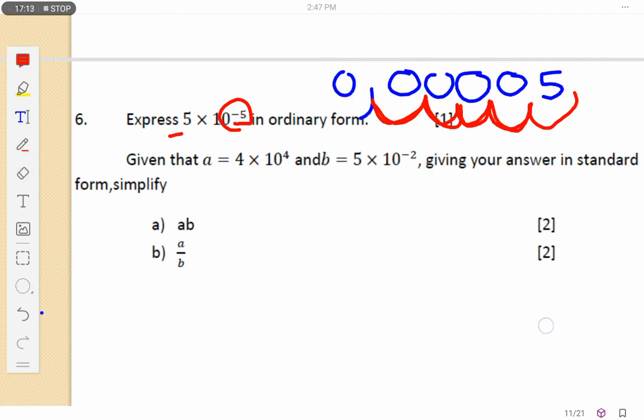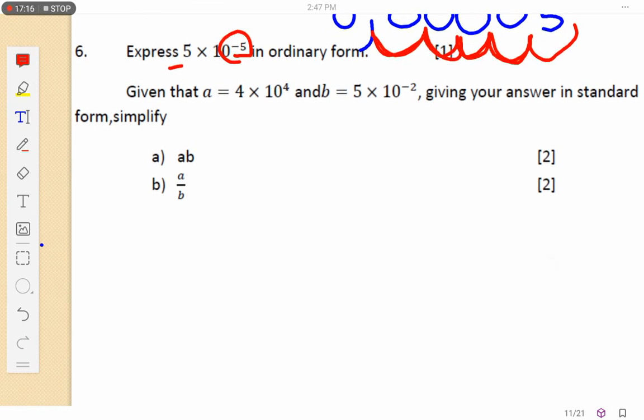The next question is asking, we are given A as that and B as that. So we want to find A times B, and A divided by B.